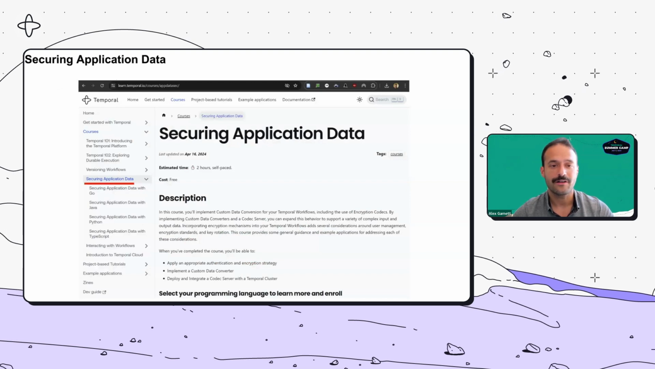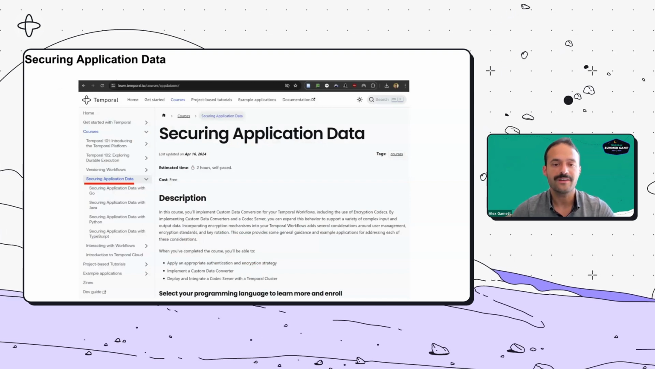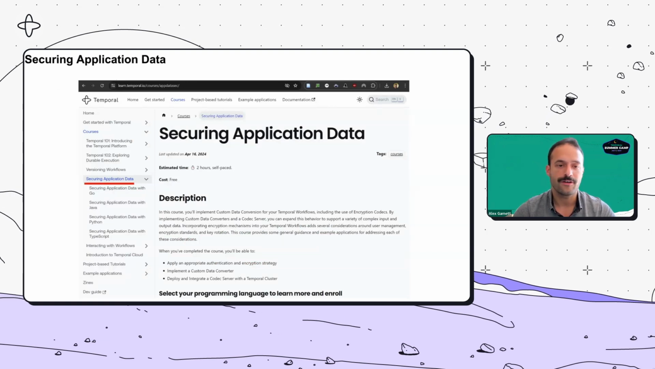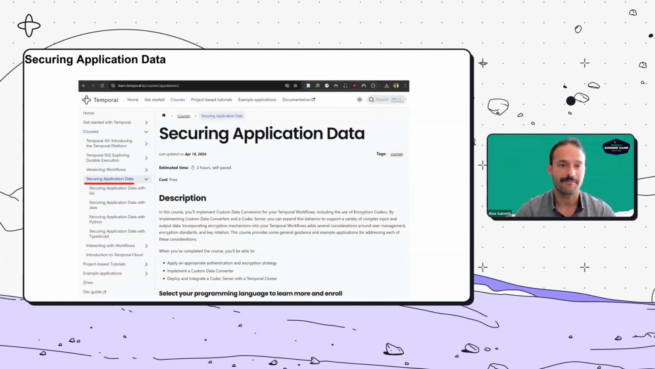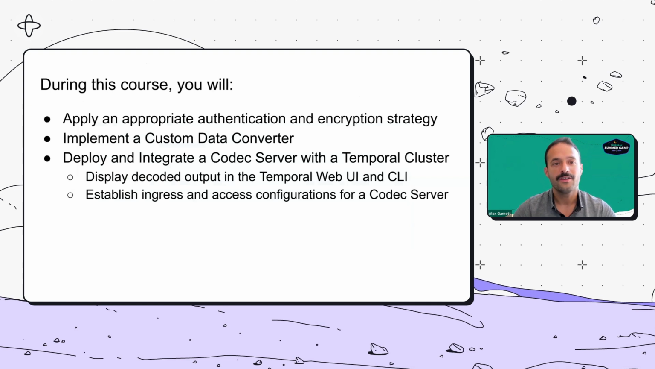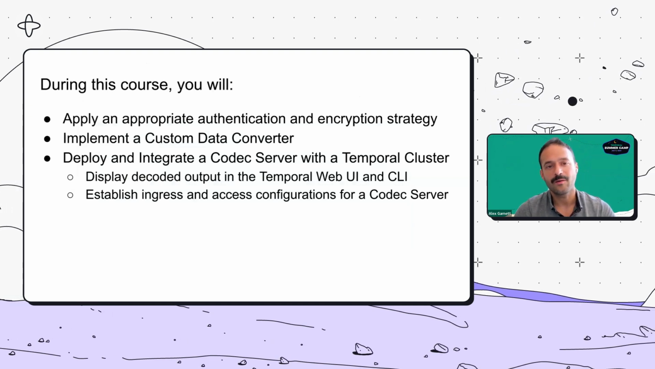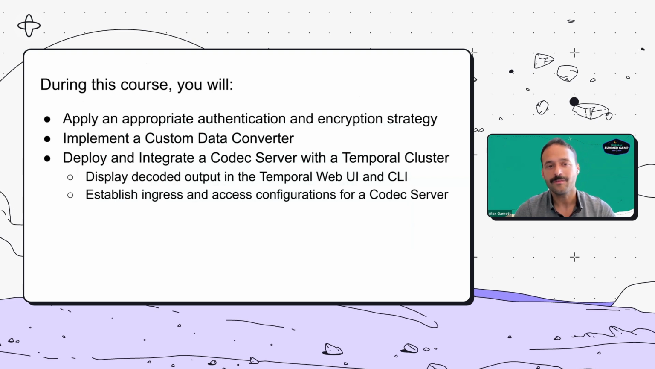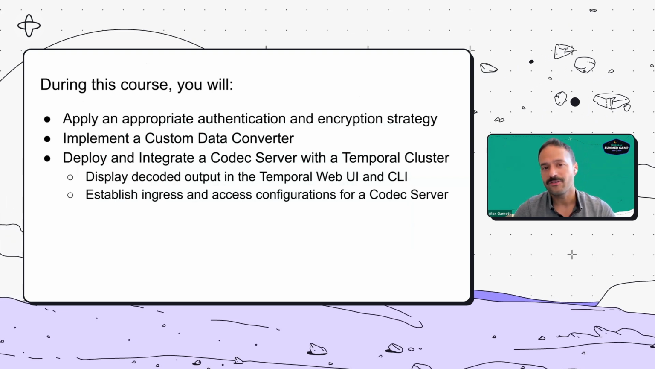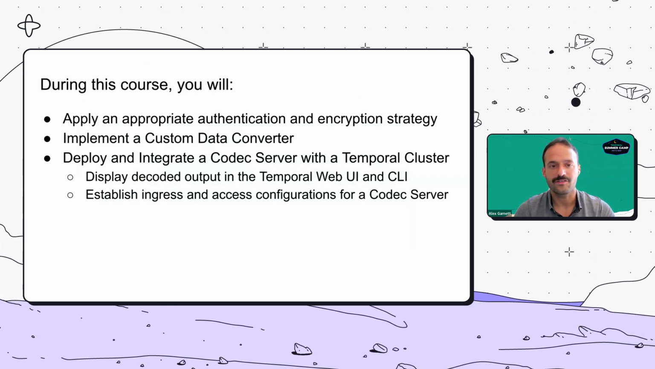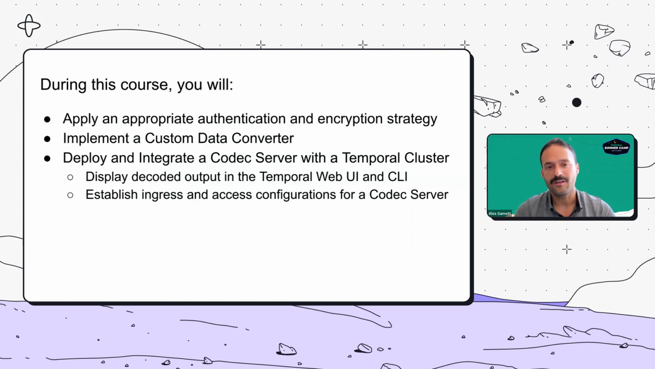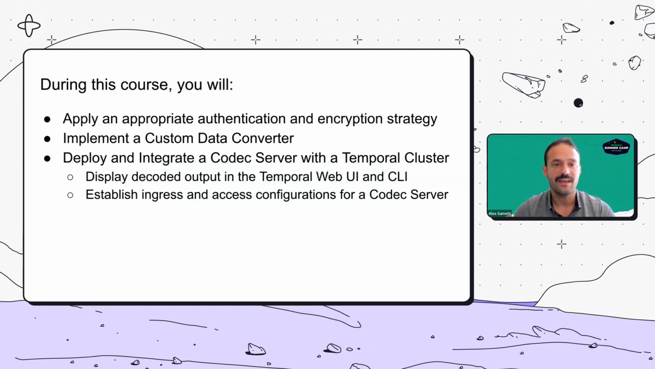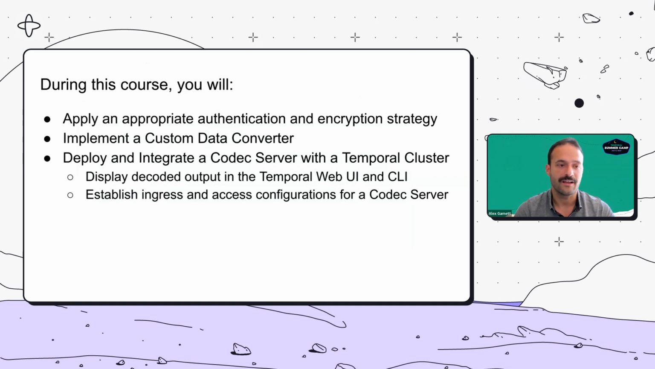In this course, you'll learn how to use Temporal with encryption to protect data being sent to the Temporal service. I'll provide a quick overview of what you'll learn in securing application data. During this course, you will apply an appropriate authentication and encryption strategy, implement a custom data converter, deploy and integrate a codec server with a Temporal cluster, display decoded output in the Temporal web UI and CLI, and establish ingress and access configurations for a codec server.